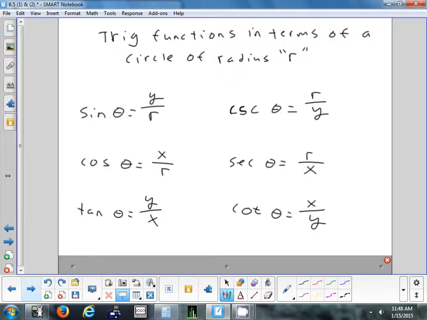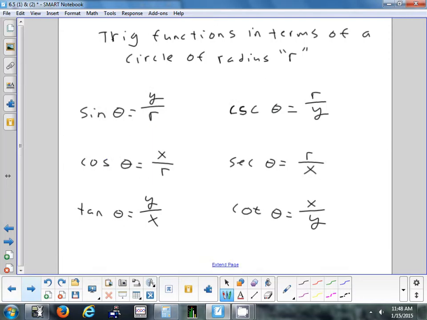Now at first people look at these formulas and they're like, well, wait a minute, you just talked about opposite, adjacent, and hypotenuse. Now you're talking about an x, a y, and an r. It's the same thing. There's no difference between looking at it as a unit circle, or circle of radius r, or as a right triangle. Let me show you why these formulas are exactly the same thing.